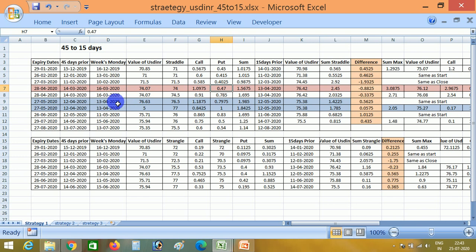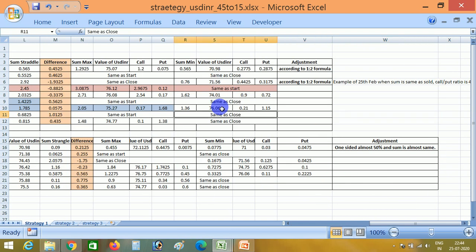Likewise, in the month of April, since the value of USD INR is 76.63 and we are looking for a straddle of 76.5, but we are getting a lower difference between call and put at strike 77, we are going to sell the straddle of 77. I hope you understand what I want to say by showing you the data for April and May expiries twice.